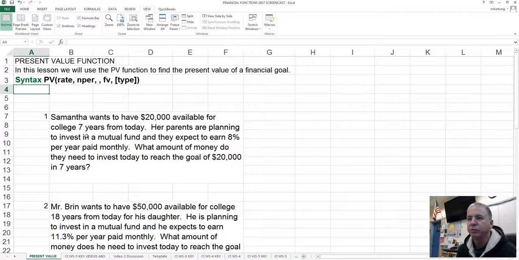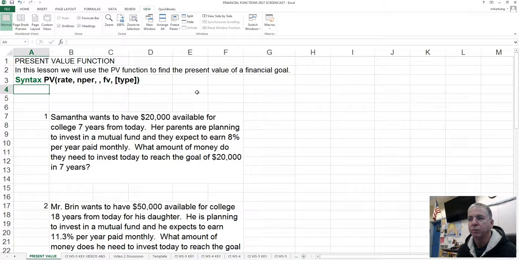Her parents are planning to invest in a mutual fund, and they expect to earn 8% per year paid monthly. So there's that compounding period, paid monthly, so we're going to have to deal with that. Now, what amount of money do they need to invest today, or how much do they need to put into this mutual fund today to reach the goal of $20,000 in 7 years?